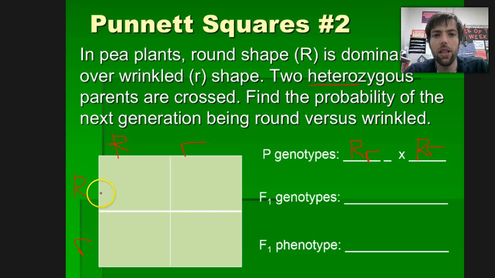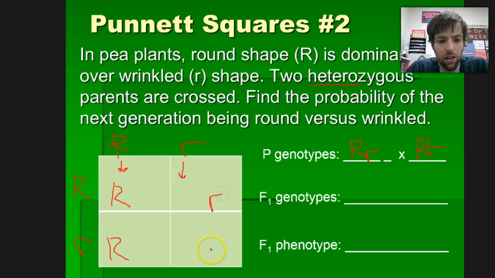Okay, remember the secret of Punnett squares? You drag across and you drop down. So let's drop this r down. So I'm going to have a big R, big R. I'm going to drop this r, put a little r here, and a little r here.